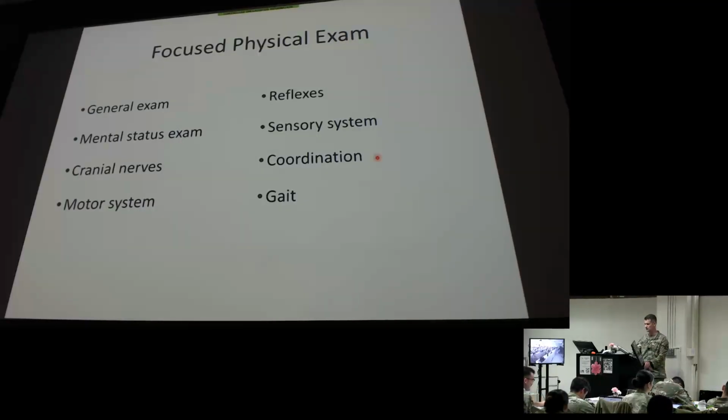All right, so we move into our physical exam. That's a good HPI, it's a good ROS. We looked for our red flags. We're moving into how to do our physical exam. With our general exam, our mental status exam, cranial nerves, motor system, reflexes, sensory system, coordination, and gait. This is what we had.